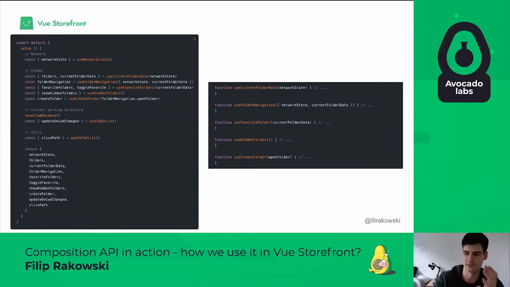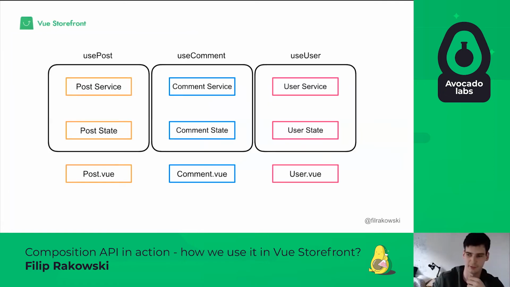Like in this example, we can externalize the whole business logic into such functions and just compose our components from these functions. So it's really clean, it's really predictable. And if you want to remove or replace some specific feature, we just have one place to look. So it's a huge improvement.